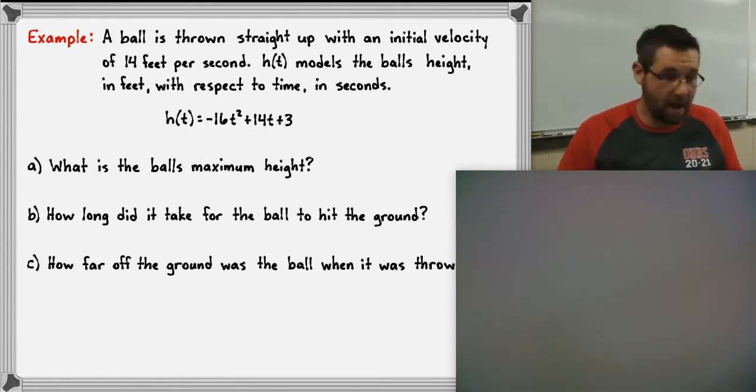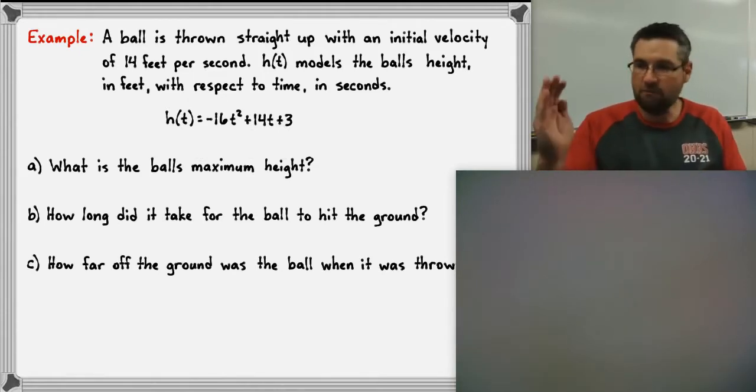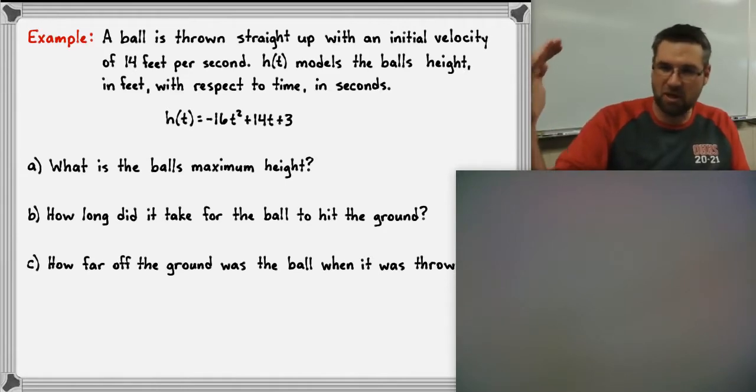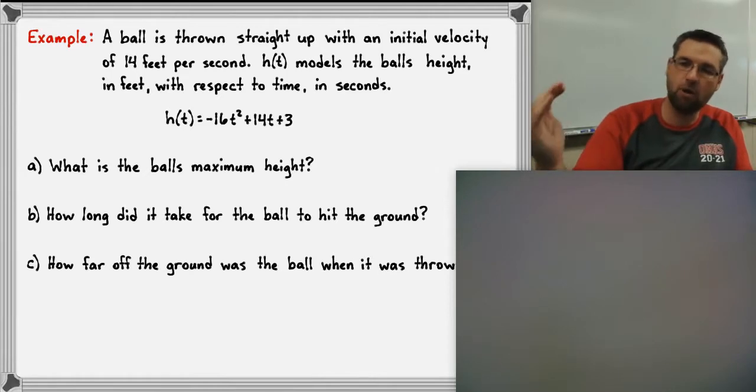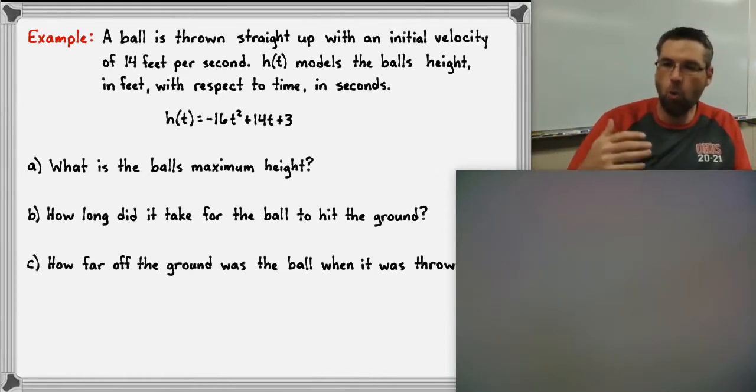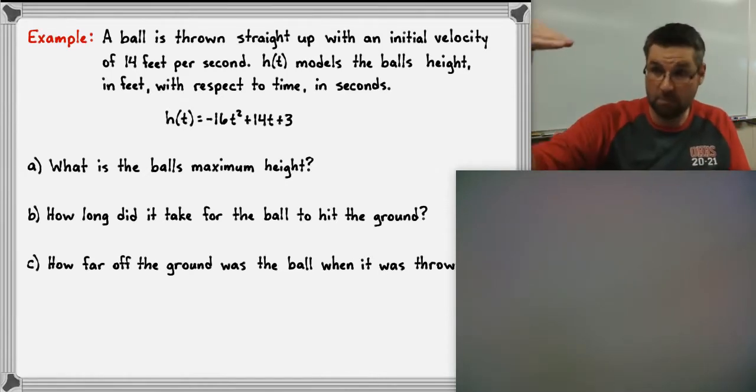Now, what's interesting about this, if you've taken a physics class, you might recognize this, is that every projectile goes up and then it's going to go down. It's going to follow a parabolic path. Well, what is causing it to come down, right?